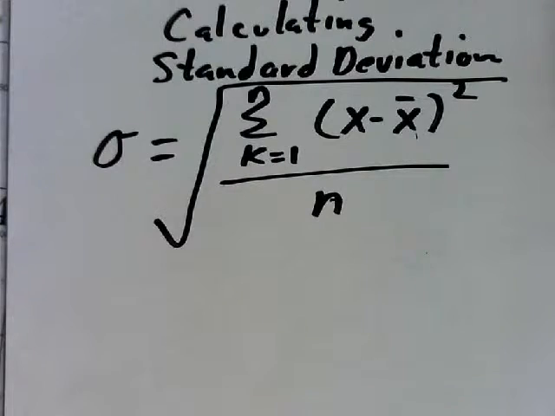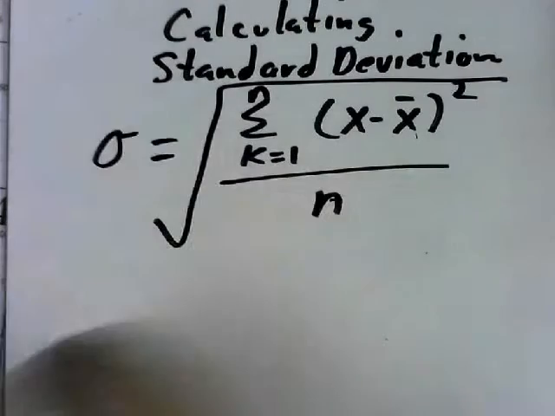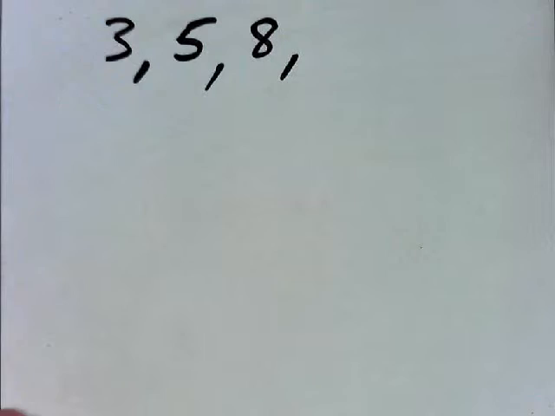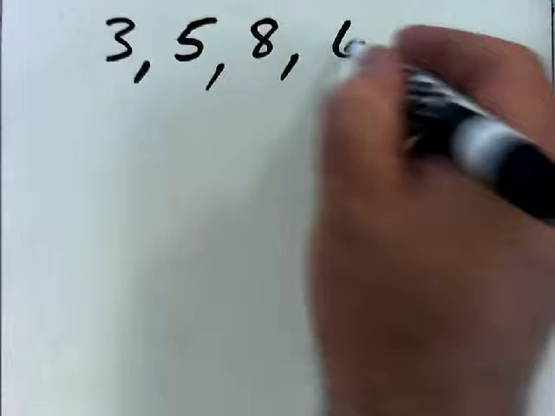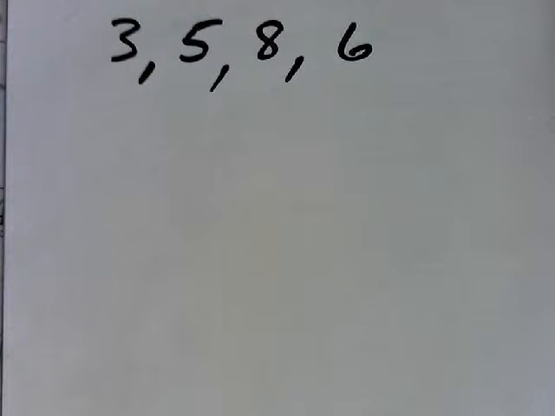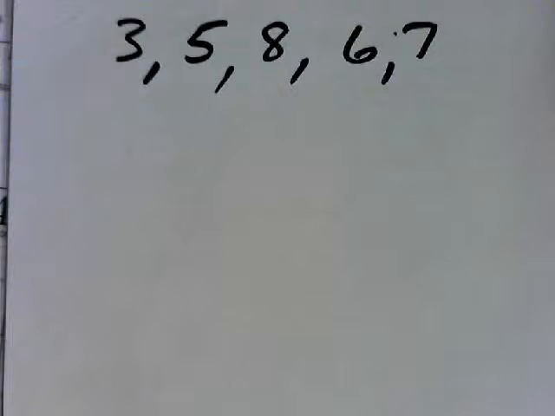So a number between 1 and 10, Grady? 3. Okay. Number between 1 and 10, Travis? 5. Shane? 8. Kinsley? 6. Allie? 7. Okay, we're going to start by working with just 5 numbers, and we're going to find the standard deviation.